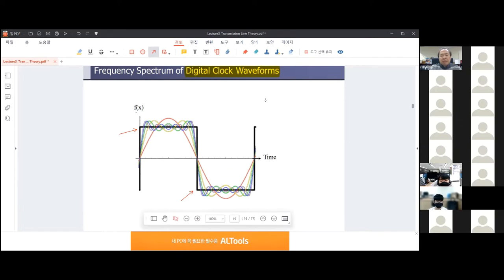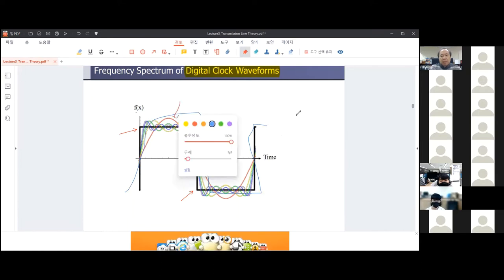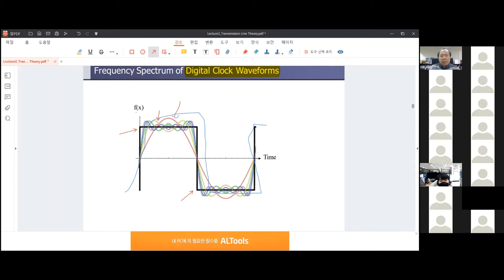It may have a certain waveform from zero to high to low like that. If you do the Fourier transform, it may have a fundamental frequency element, which has the same frequency as the clock, but also it may have a second harmonic. In this graph, it has the yellow component, and it may have certain frequency components, which may have fourth or fifth elements.